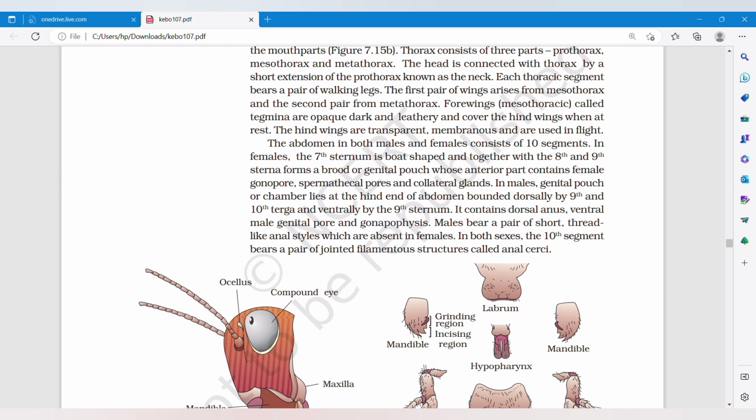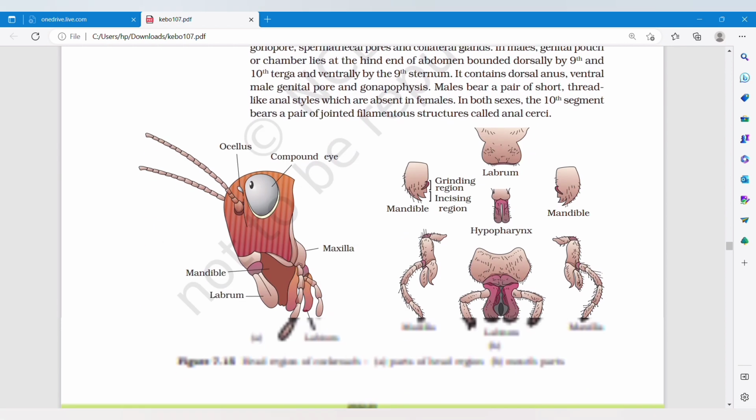In males, the genital pouch or chamber lies at the hind end of the abdomen, bounded dorsally by ninth and tenth terga and ventrally by the ninth sternum. It contains dorsally the anus, ventrally the male genital pore, and gonapophysis. Male bears a pair of short thread-like anal styles which are absent in females. In both sexes, the 10th segment bears a pair of jointed filamentous structures called anal cerci. And in figure 7.15, the head region of cockroach is given. First part is parts of head region and second part is mouth parts.